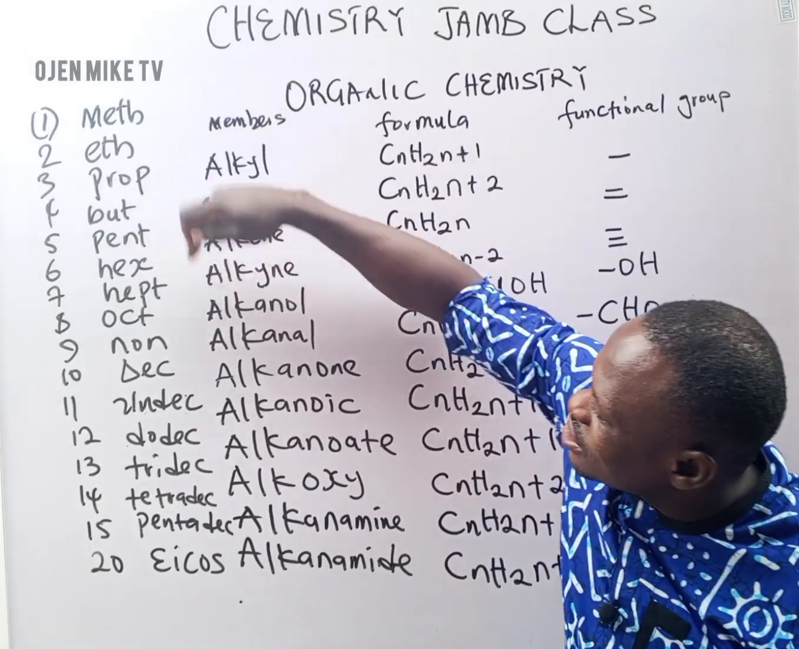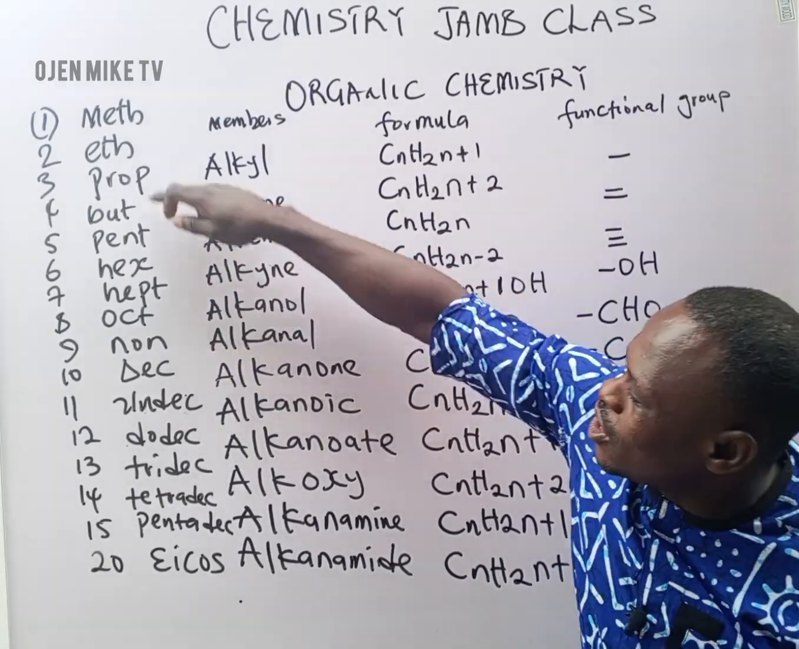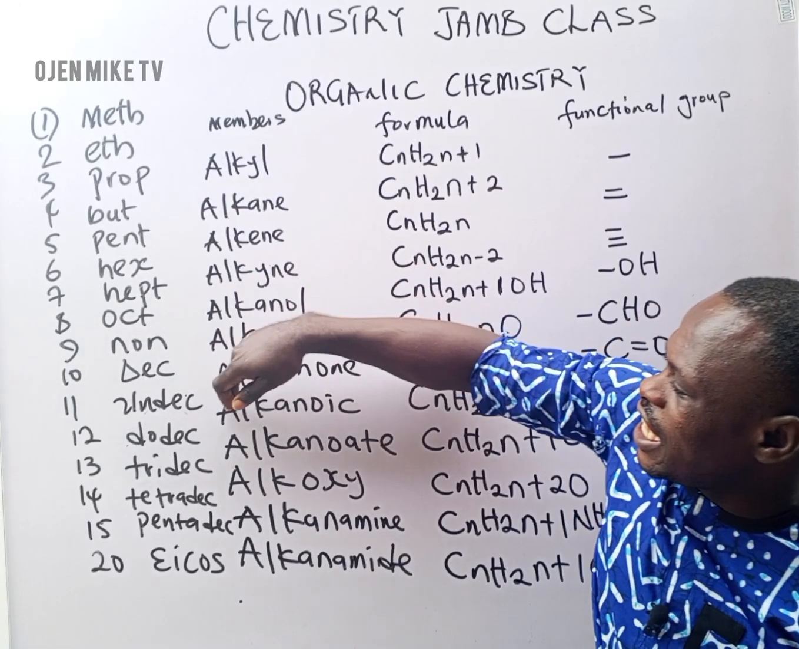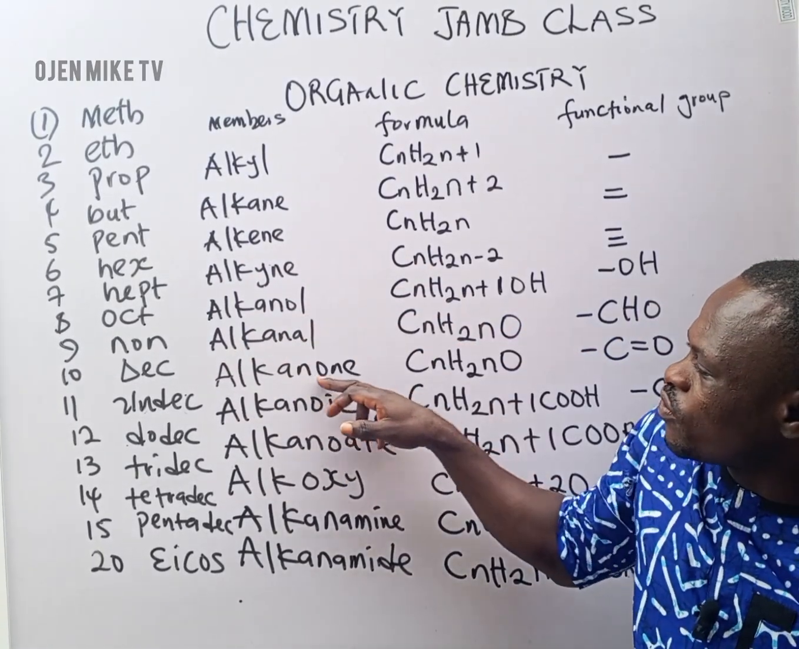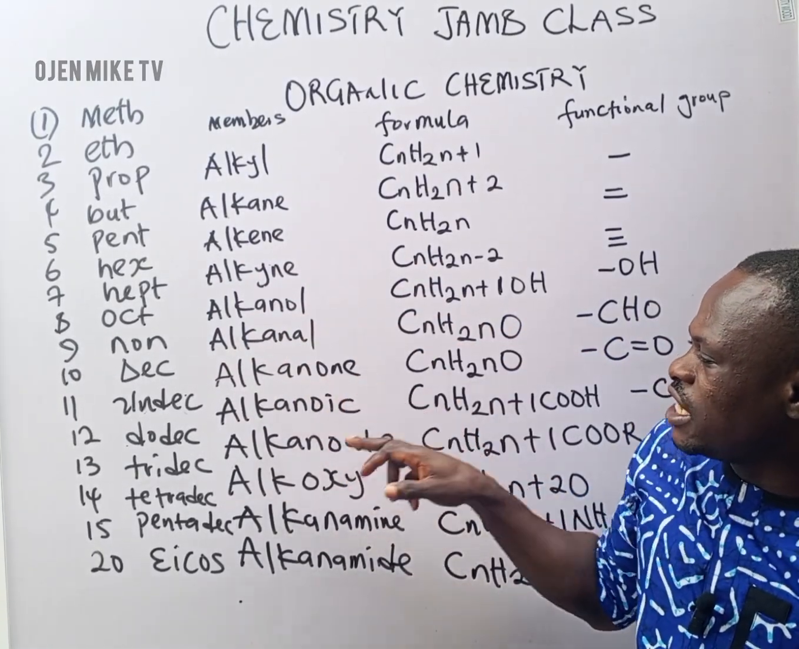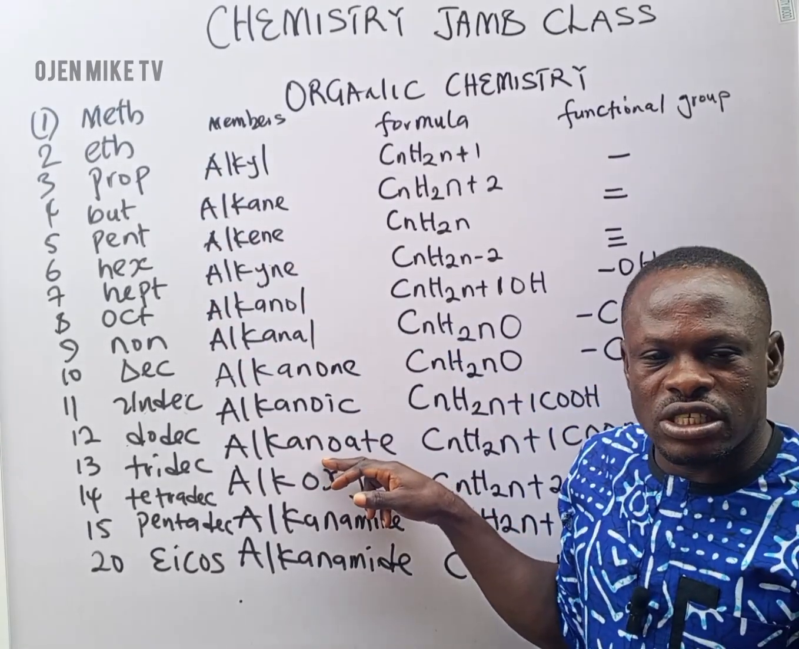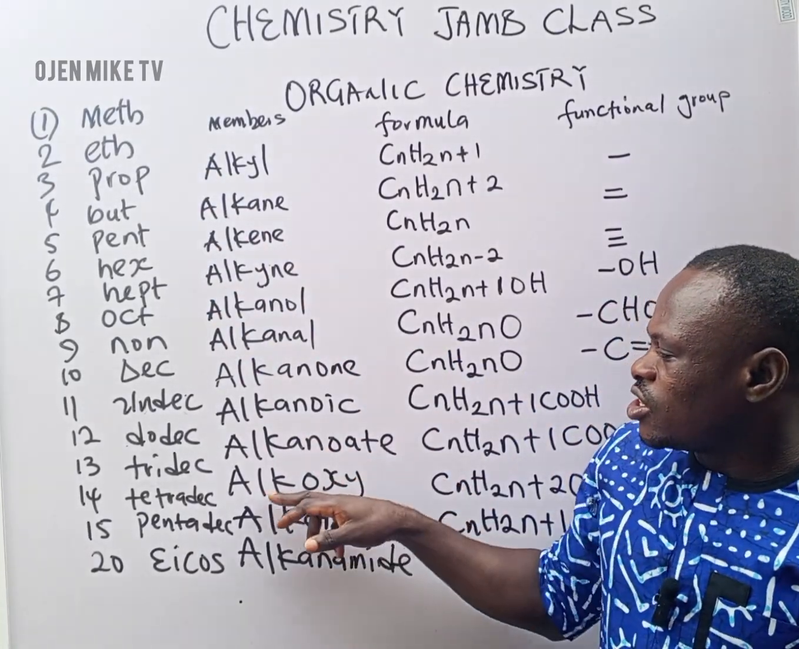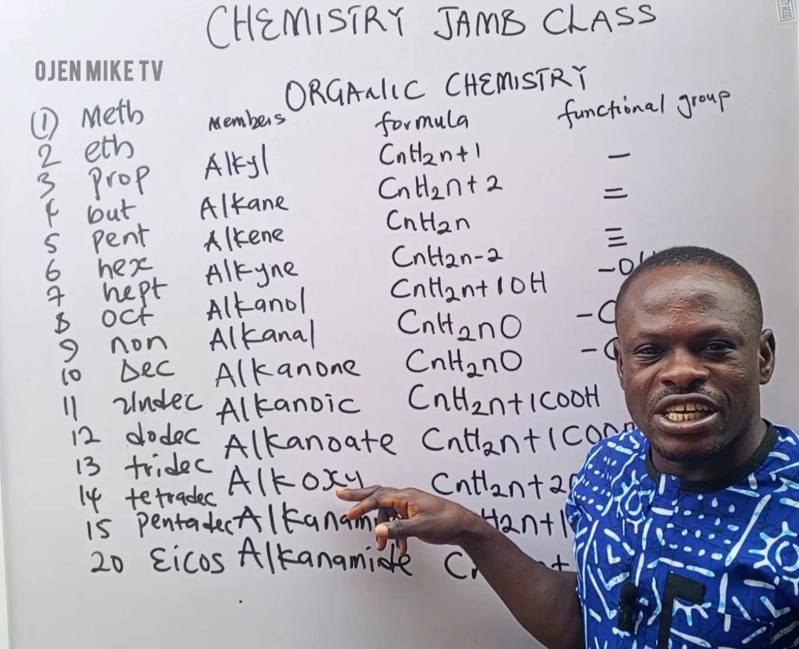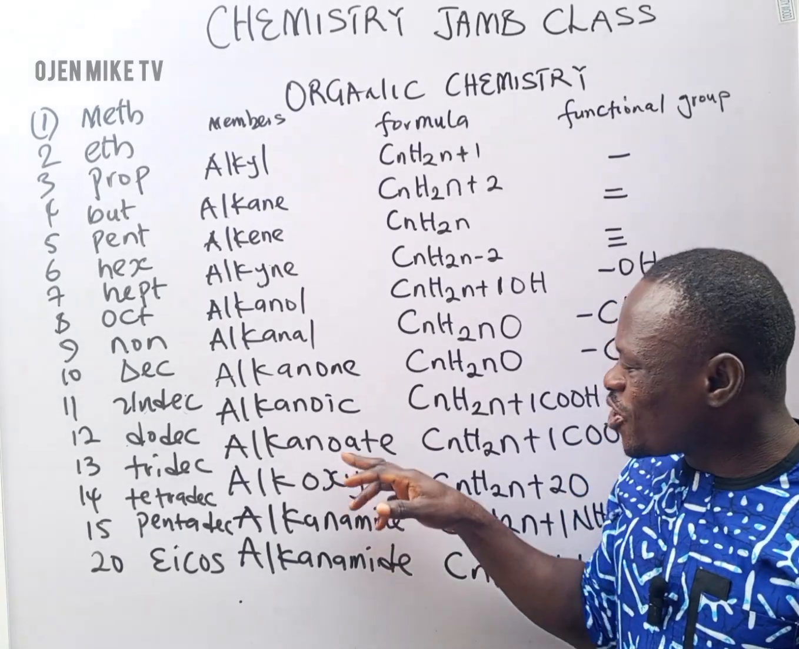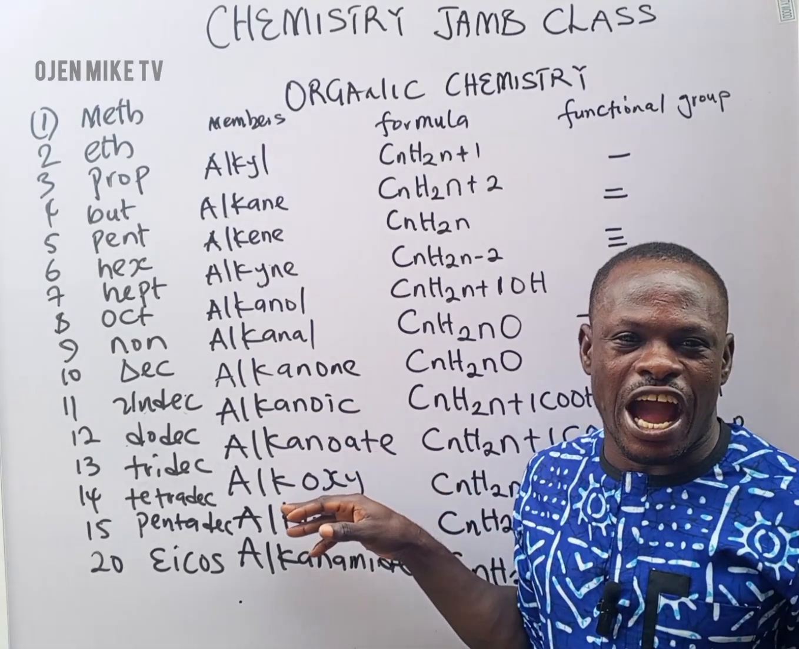You call it ethanol. This one you call it ethanoic acid, which is different from the name ending of the others. And you call it ethanoate. Do you get that? This one we are going to look at extensively in our class.